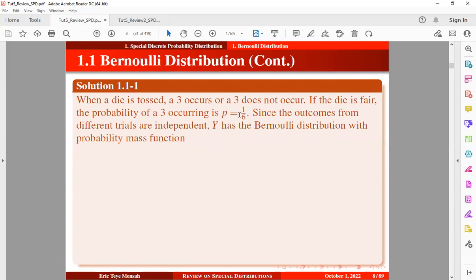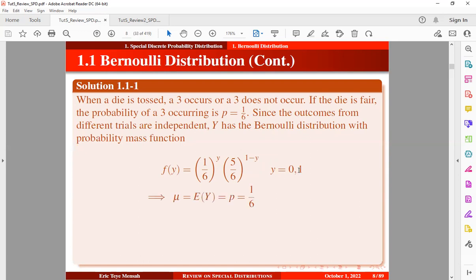Since the outcomes from different trials are independent, Y has the Bernoulli distribution with the probability mass function defined below, okay? So 1 out of 6 is the probability of a 3 occurring, and this 5 out of 6 is the probability that a 3 will not occur, okay? So for the random variable Y here, 0 means that a 3 will not occur, and 1 means that a 3 will occur. Now we want to find the standard deviation of the random variable Y.